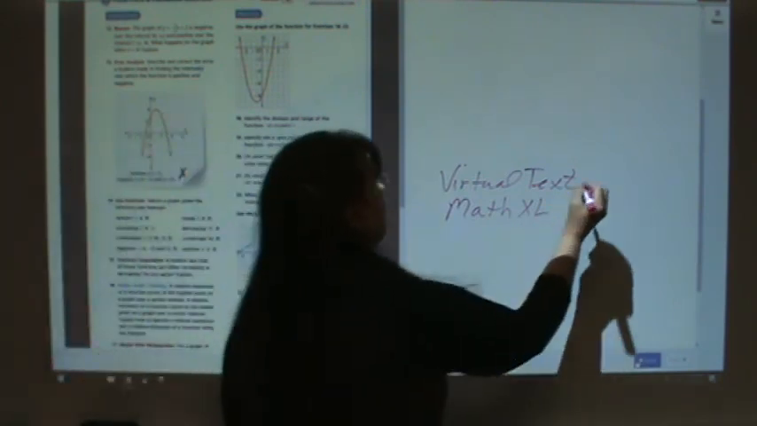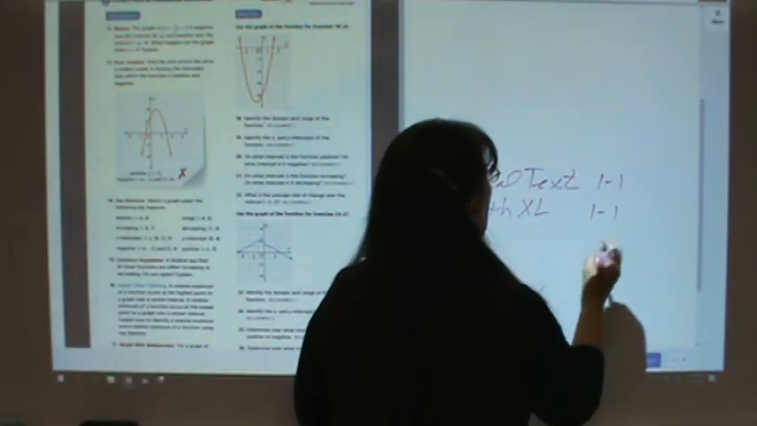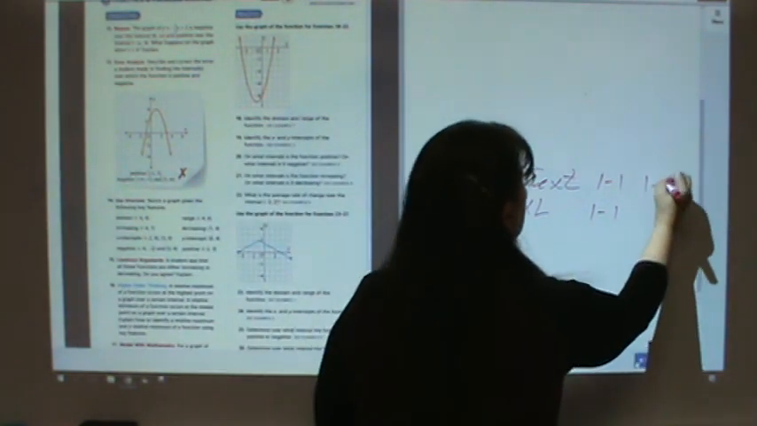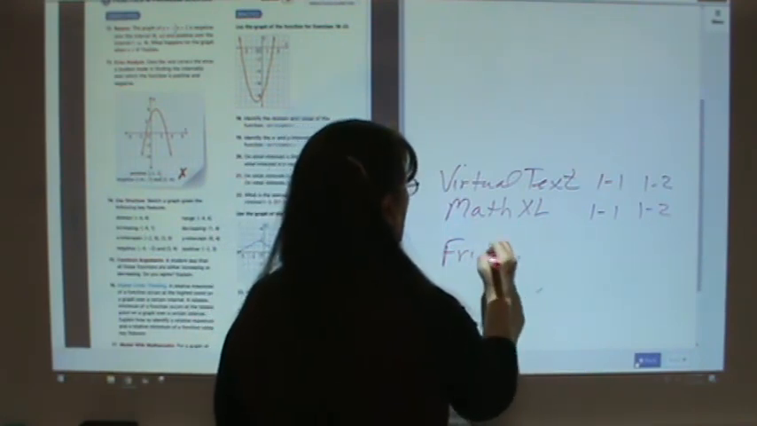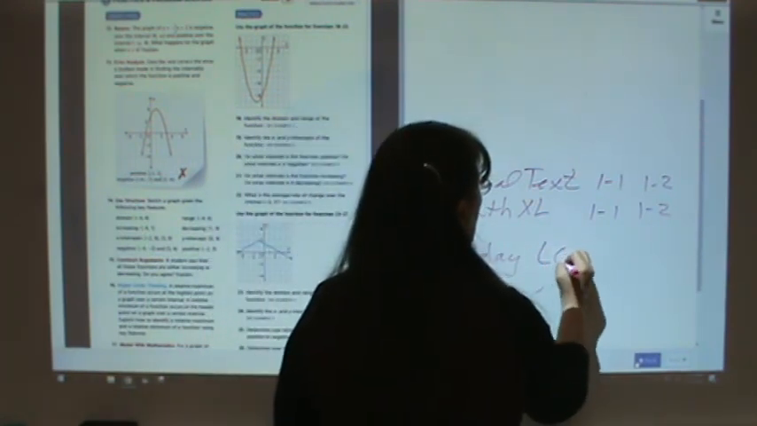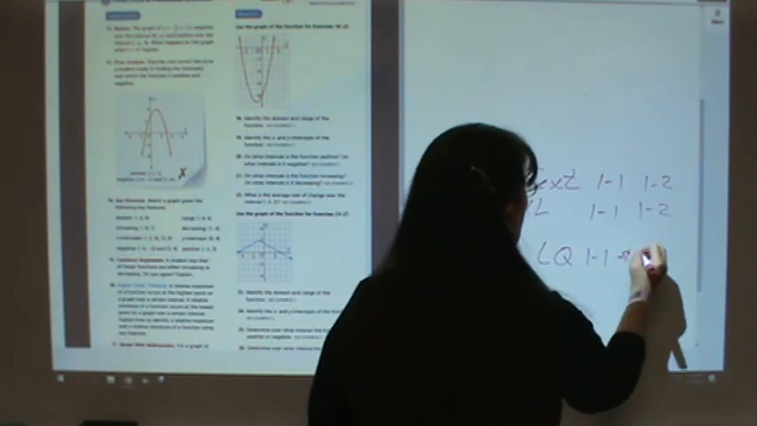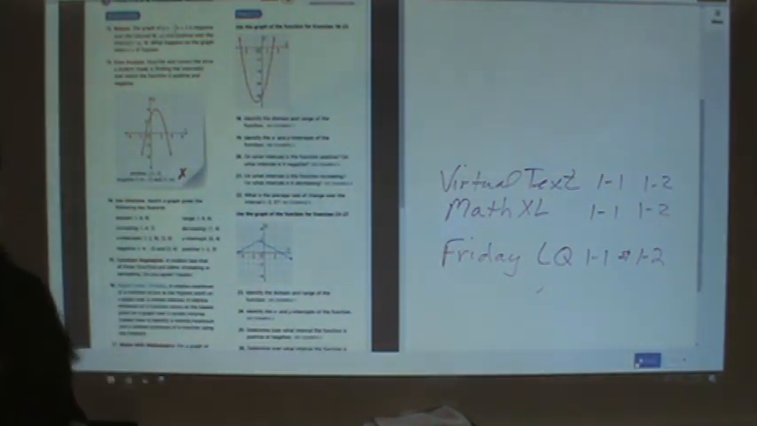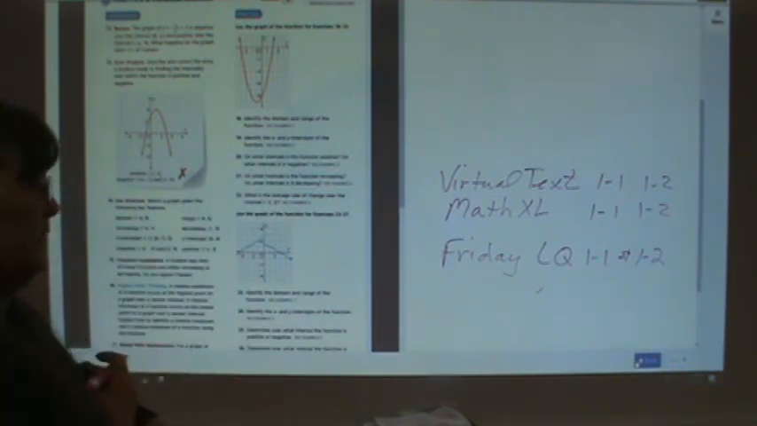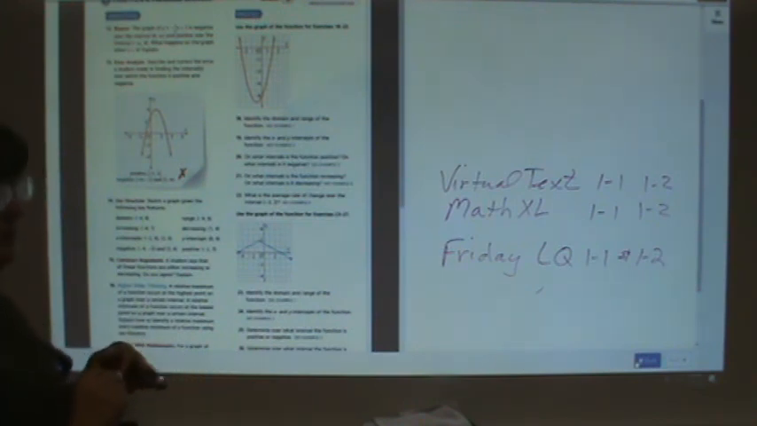Now, this is section 1.1. The next section will be 1.2. On Friday, I will release lesson quiz 1.1 and 1.2. I believe I have given you the whole weekend. If I haven't, I'll go in and edit that so that you will have the whole weekend, and they will be due Sunday night at like 11:59 or something like that. So you'll have Friday, Saturday, and Sunday to do them.